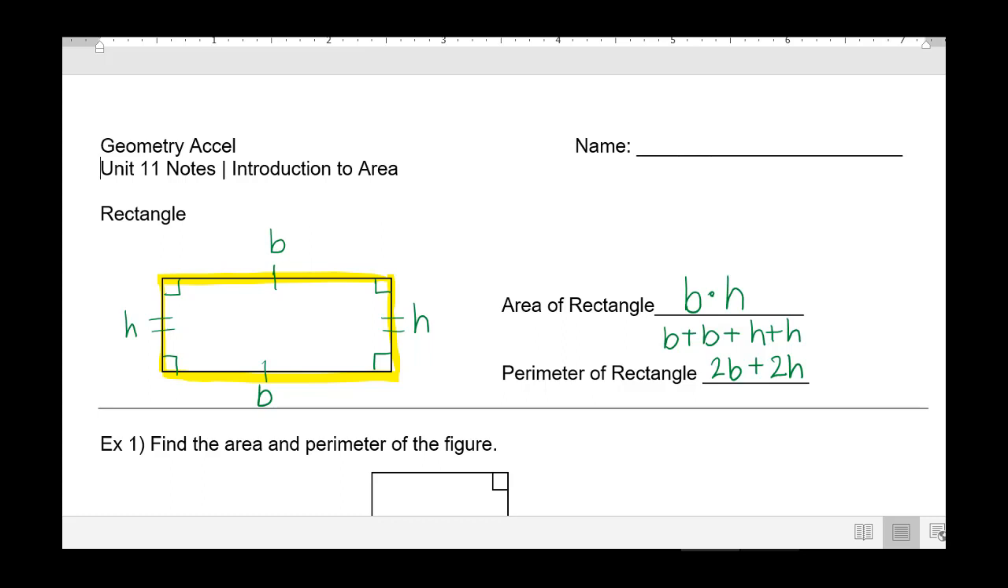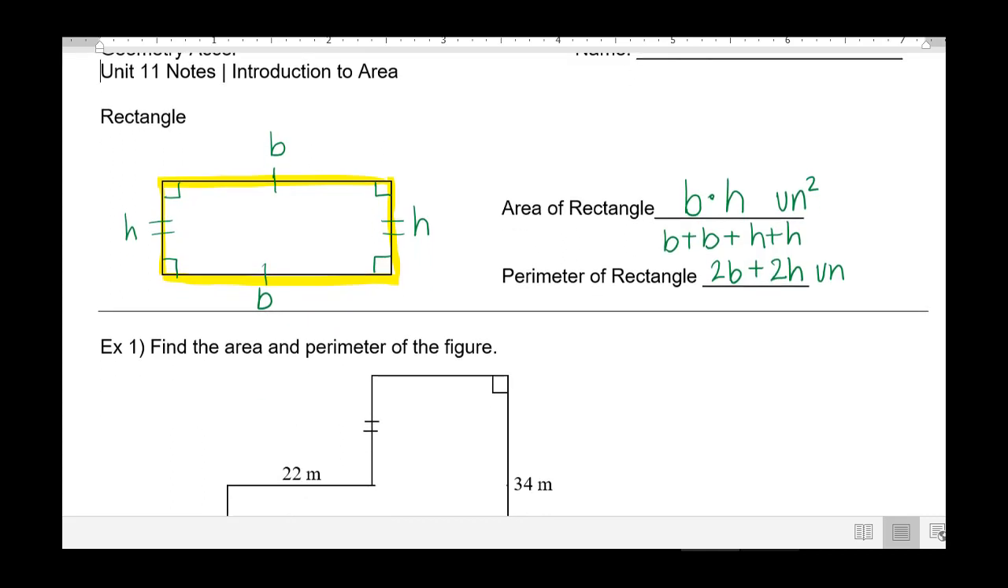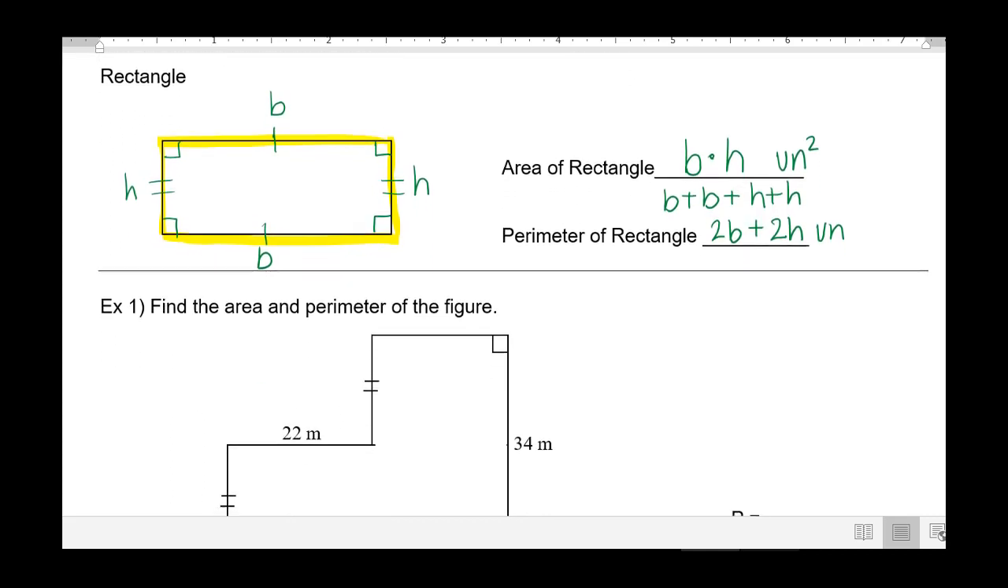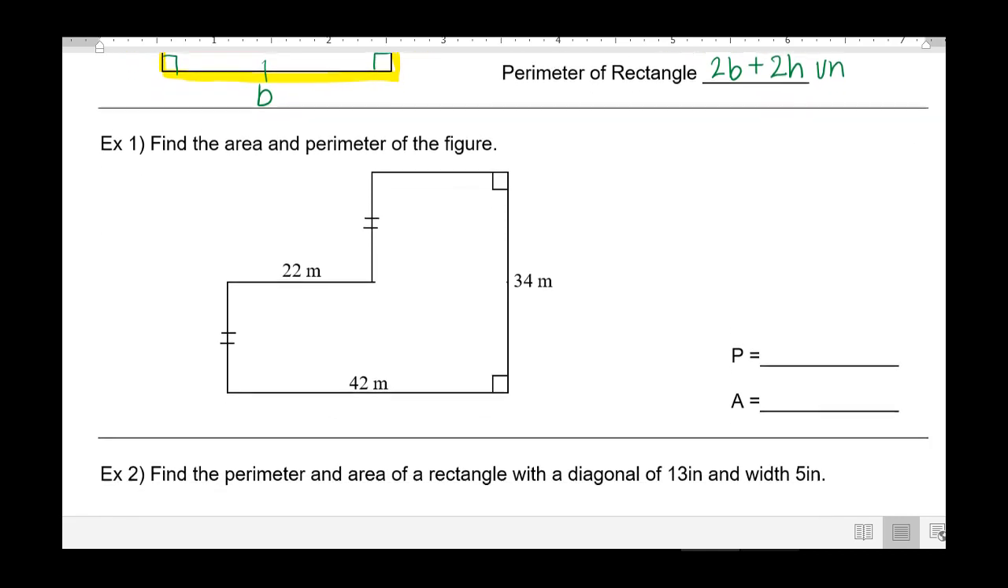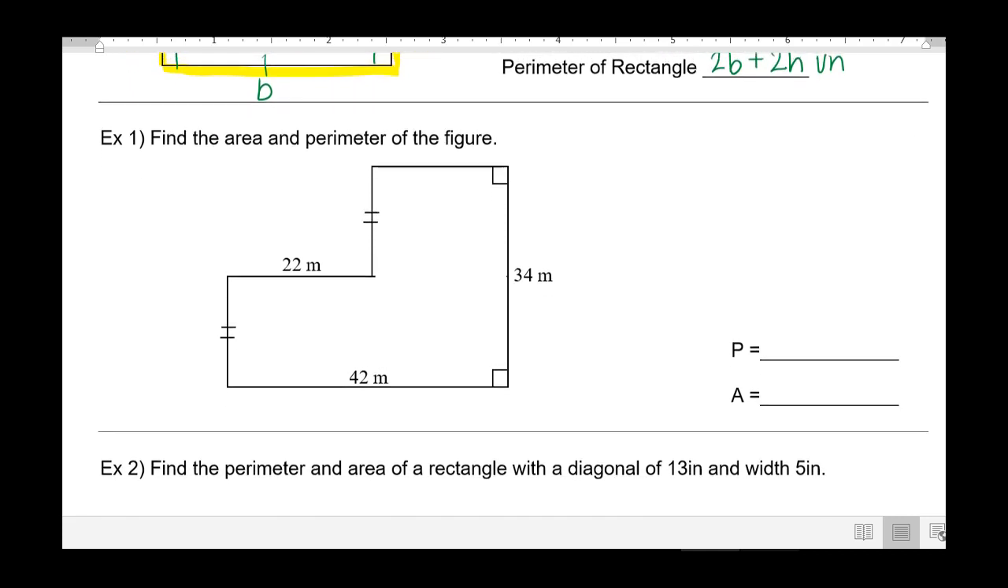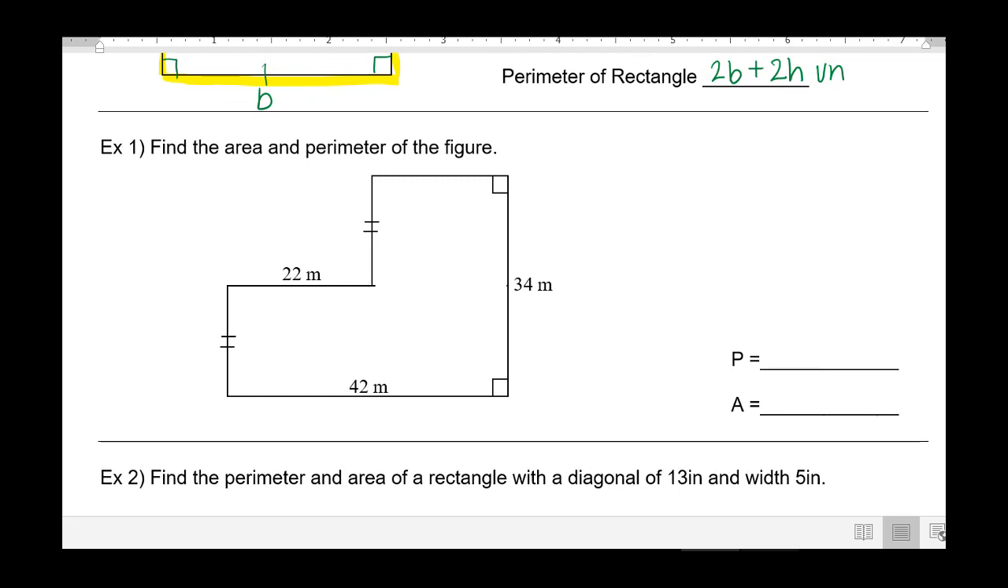Our units for area are units squared because we're multiplying perhaps inches by inches, creating that inches squared. For a perimeter, our units are just singular because really we're just adding each of those sides and then combining like terms to create units. So we're going to go through a couple examples together involving these formulas, and then I'm going to have you guys try a couple examples on your own independently.